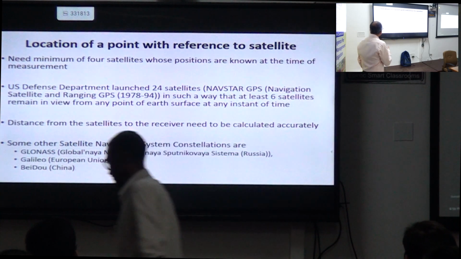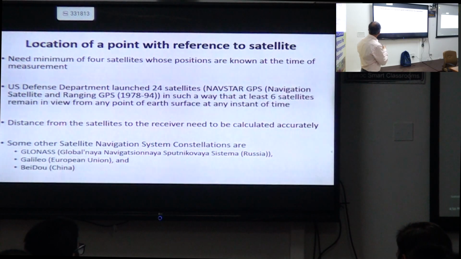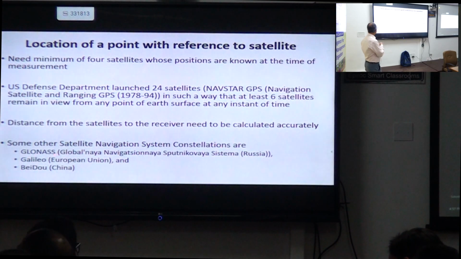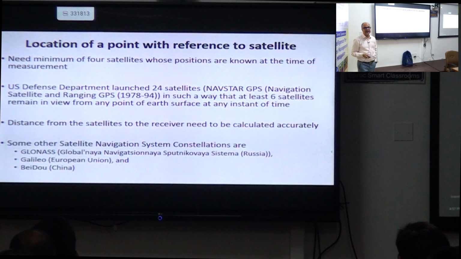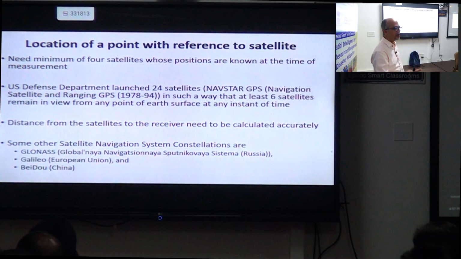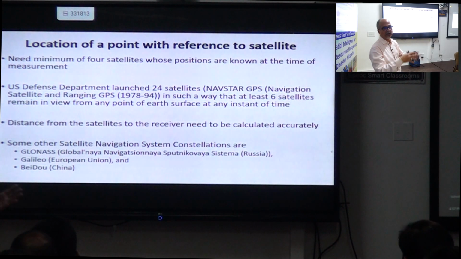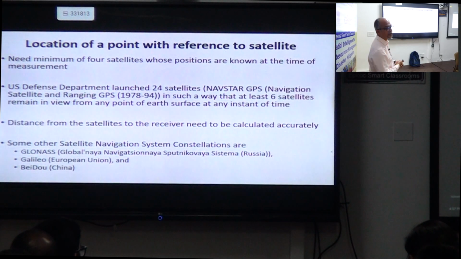Okay, apart from this NAVSTAR system, there are other satellite navigation systems. A constellation is what we call all the satellites combined. So the constellations are, say, GLONASS, by Russia, then Galileo by the European Union, and Beidou by China. So some other satellite systems have also come. Now there are discussions, of course, on whether we can utilize all the satellites together for the benefit of mankind to get more and more information so that our accuracy increases.